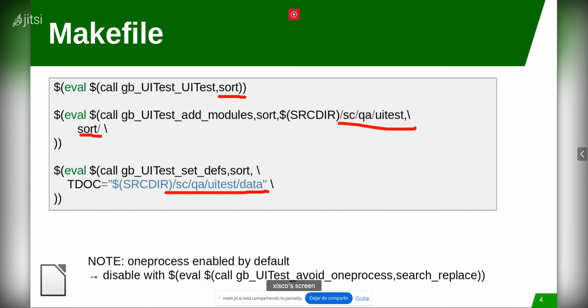The previous status is, well, the changes that we do in that test are not going to affect other tests. For instance, if in one test we go to options and change one of the LibreOffice options, then the following tests are going to have that option as well. And in case we want to avoid this, one process is enabled by default, we have to use avoid one process.